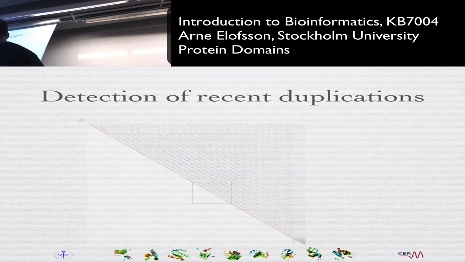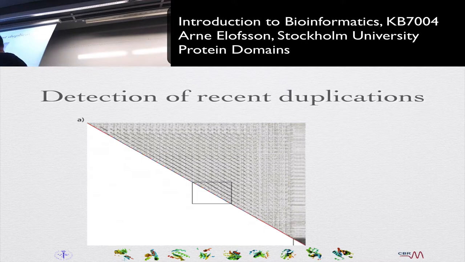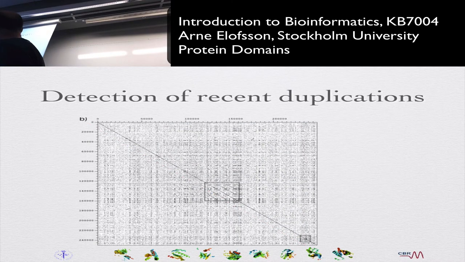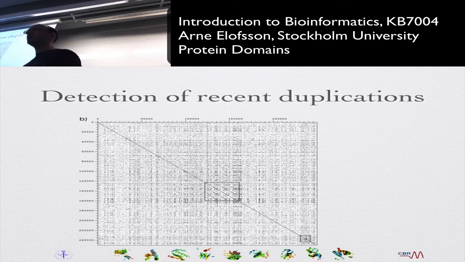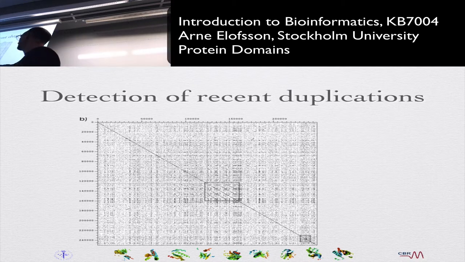You can even find a very recent duplication. If you go into details here, you can look at patterns down here that are much stronger than anything else. It's not so easy to see there, but if you look at the DNA plot, you can see it. This is DNA, just a dot plot of the genome against itself, and you can see some patterns down here. So even on the DNA level, you see the patterns. This is a very recent duplication. It's in all humans, but it doesn't exist in chimpanzee.